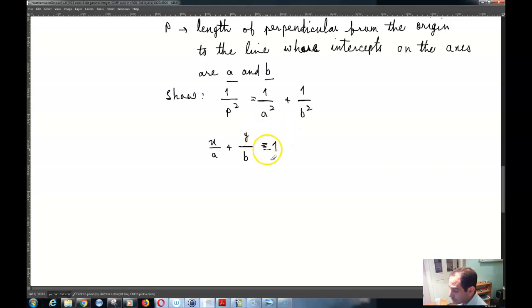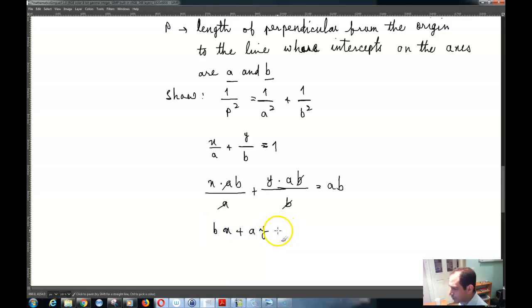If you simplify this equation and multiply by ab, I get x times ab over a plus y times ab over b is equal to ab. Then these two will cancel out, and these two will cancel out. You will have bx plus ay is equal to ab, or you can write this as bx plus ay minus ab is equal to 0.